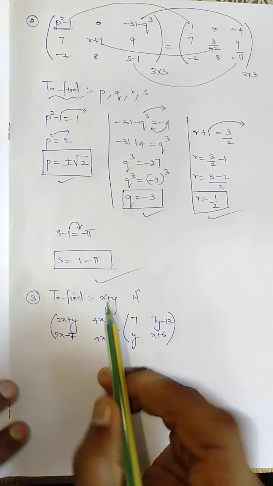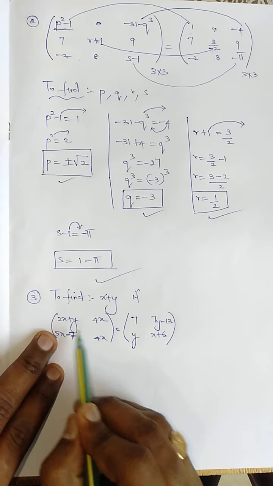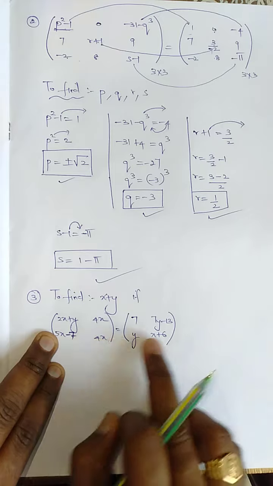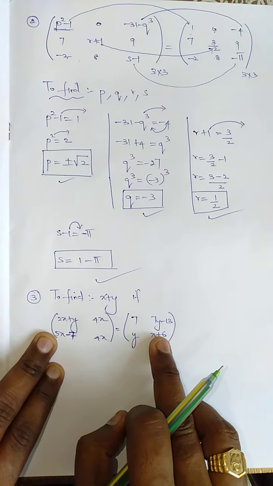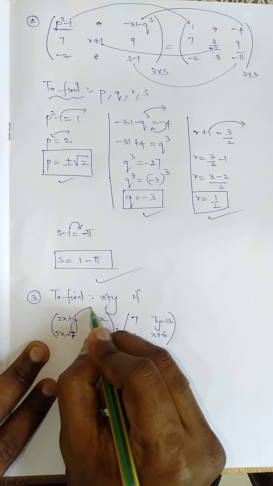Next, third sum. I need to find x plus y. I am going to solve this sum very easily. This is of order 2 cross 2, and this is also 2 cross 2. Therefore, since the matrices are equal and the order is equal, the corresponding entries are also equal. So, I am going to take these entries alone.